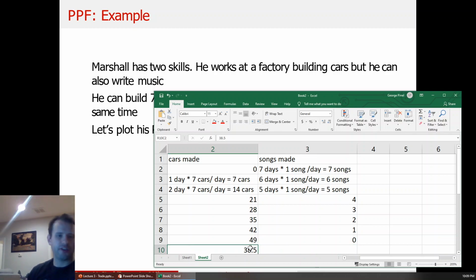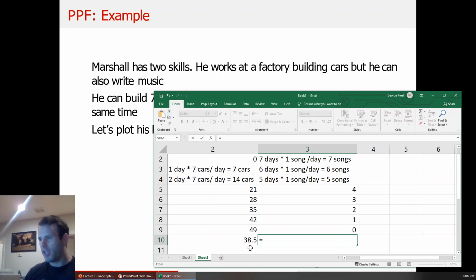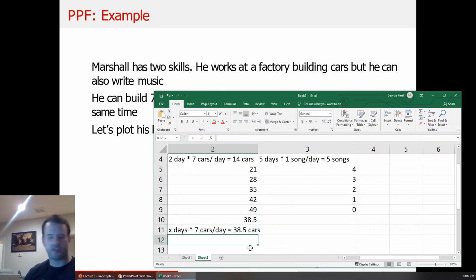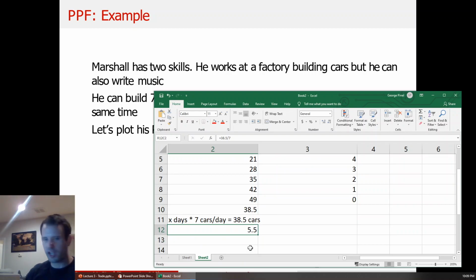We can backtrack the number of days he spent making cars. So if he makes, so X days times 7. Let's do this on this one here. X days times 7 cars per day equals 38.5 cars, right? We're going to solve that for X. All we have to do is divide by 7, X equals 38.5 divided by 7. So it should be 5.5. Okay.